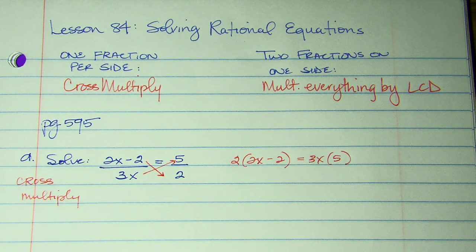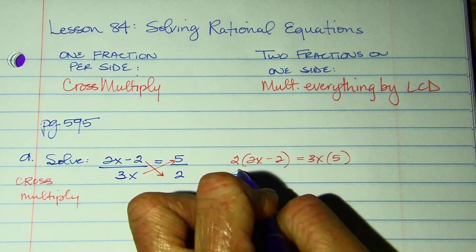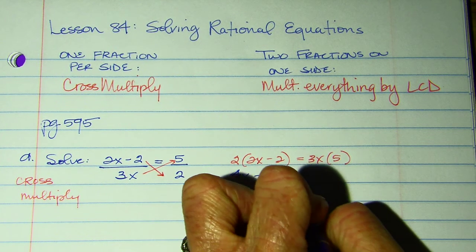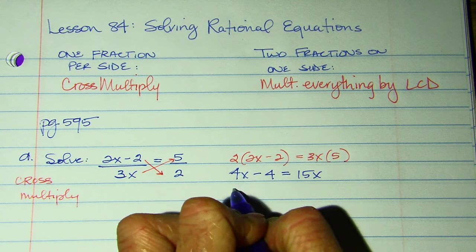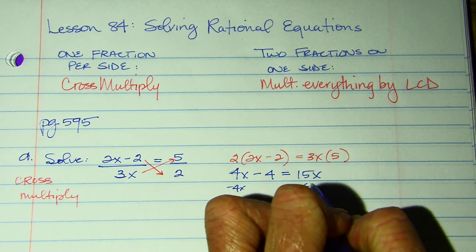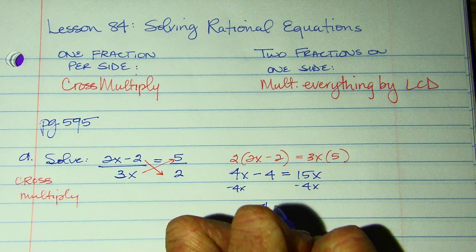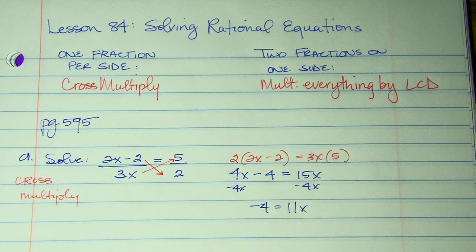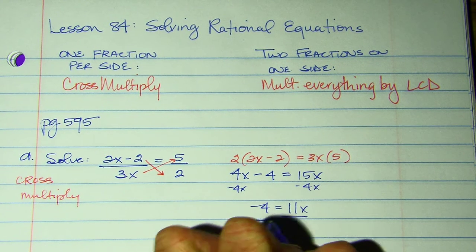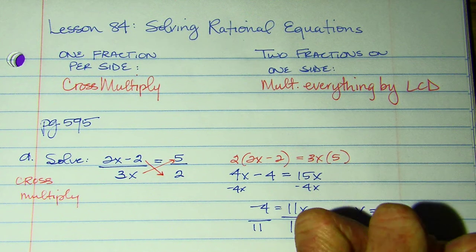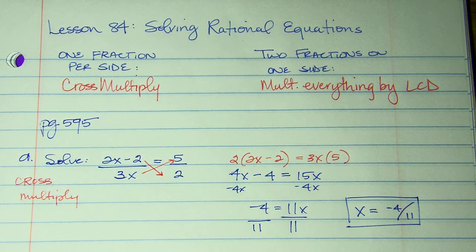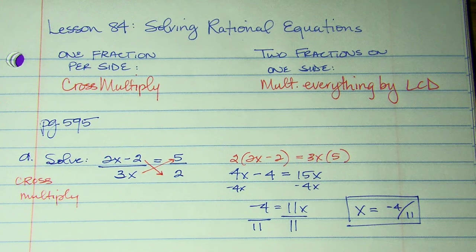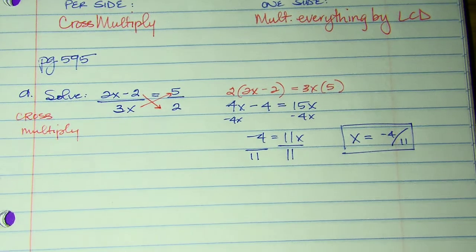I'm then going to distribute, so 4x minus 4 equals 15x. I'm going to subtract the 4x, and I have negative 4 equals 11x. Divide by 11, and x equals negative 4 over 11. Okay, so moving on to part B.